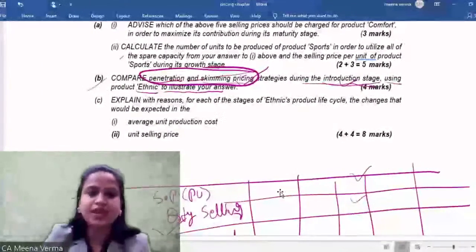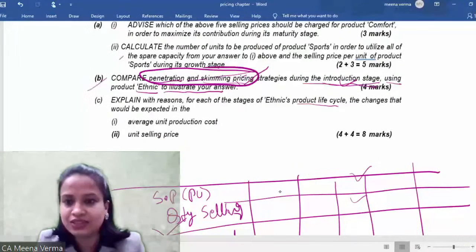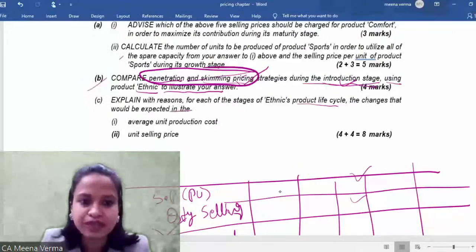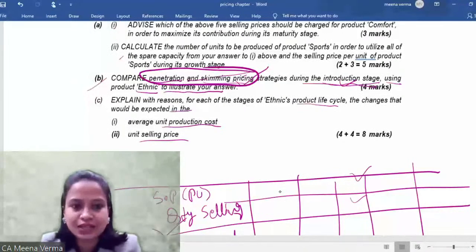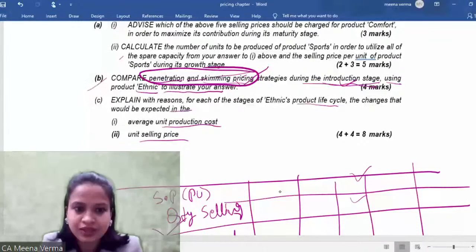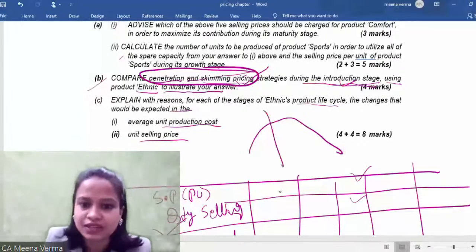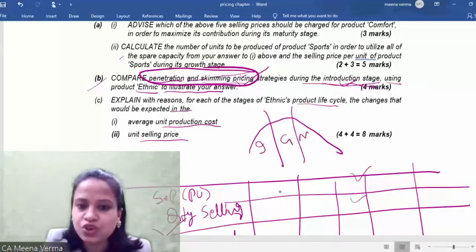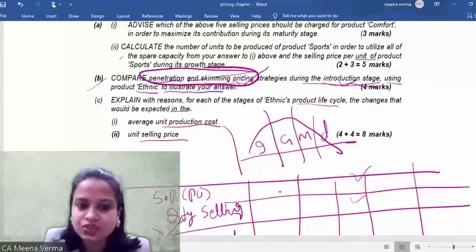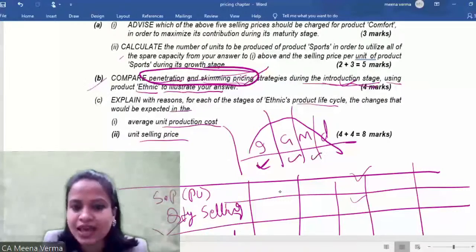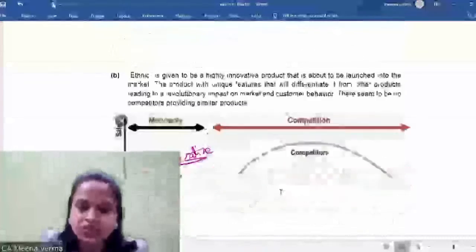Now the next is: explain with reasons, for each stage of the product life cycle of the ethnic product, the changes that would be expected in average unit production cost and unit selling price. Now they're asking you, with reasons, to explain the stages of the product life cycle, like intro, growth, maturity, and decline stage. What changes are you expecting in the selling price and the cost? Because we all know that the selling price and cost are not the same.